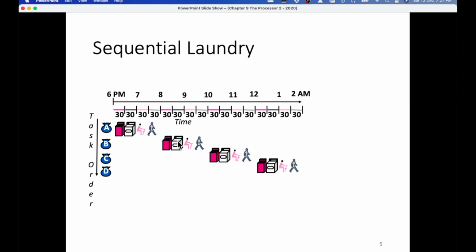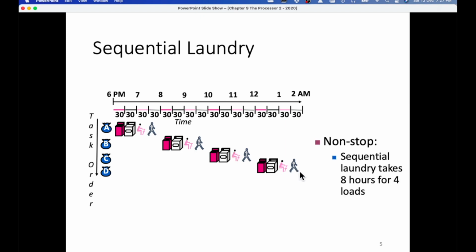Each student will spend about 2 hours to do their laundry. So Ali 2 hours, and then Botak 2 hours, Chin 2 hours, Devi 2 hours. Altogether it is 8 hours for 4 loads of laundry.